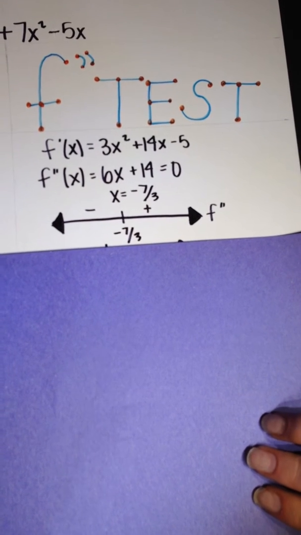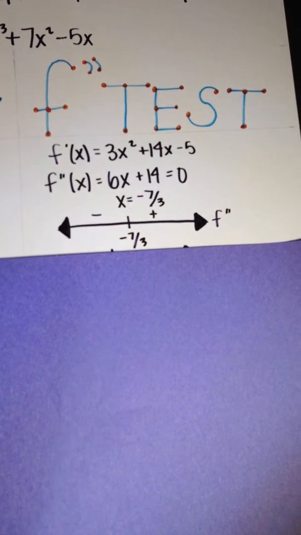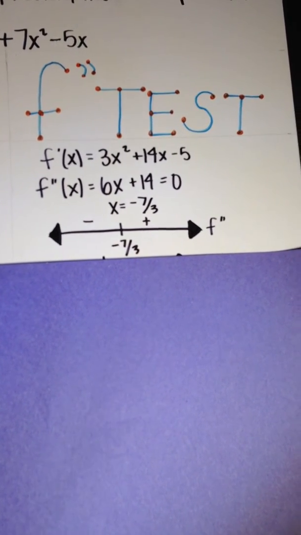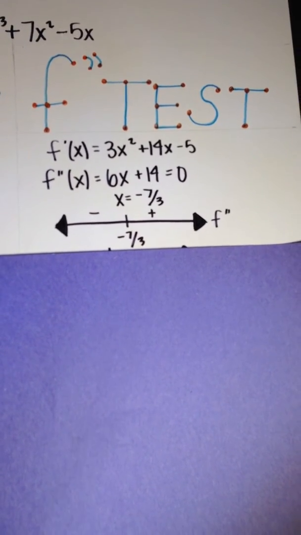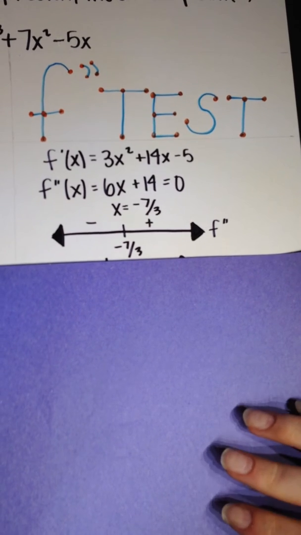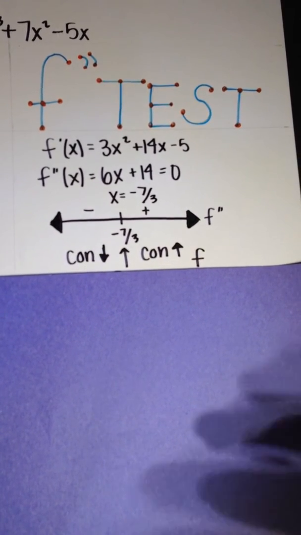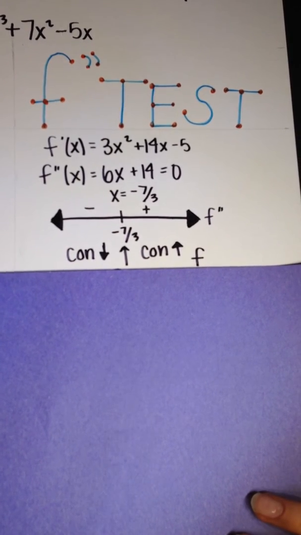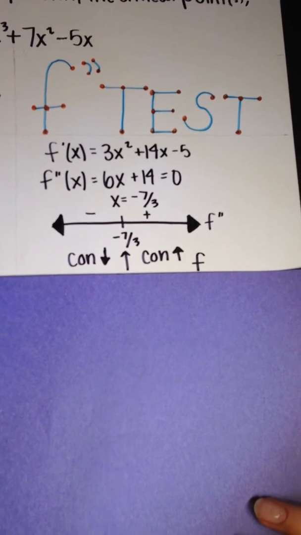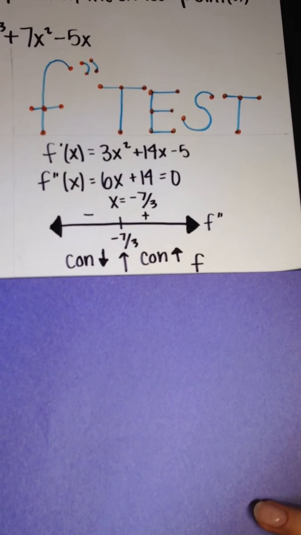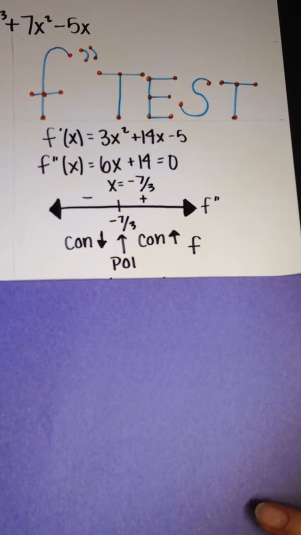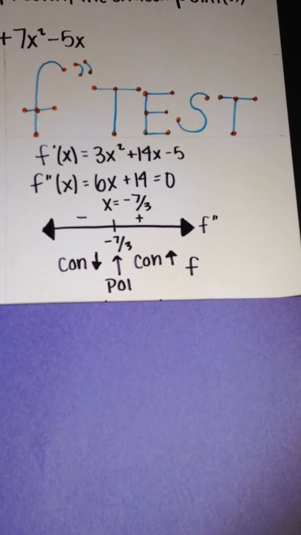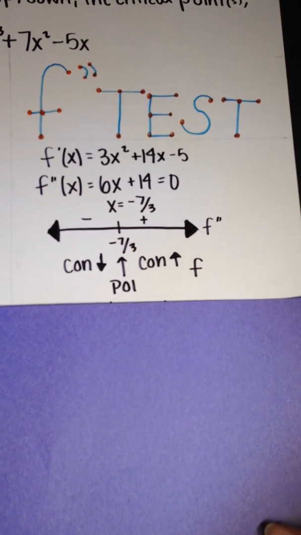Put that number on a number line, plug in one point that is less than negative 7/3, and find that it's a negative number. Plug in one point that is greater than negative 7/3, and find that it's a positive number. Wherever f double prime is negative, it's going to be concave downward, and wherever f double prime is positive, f is going to be concave upward. Wherever f double prime changes from negative to positive or positive to negative, there's a point of inflection.